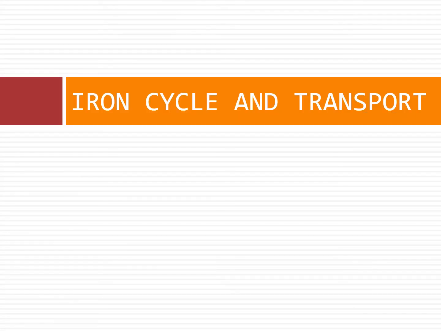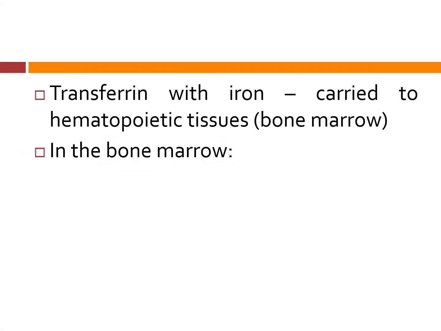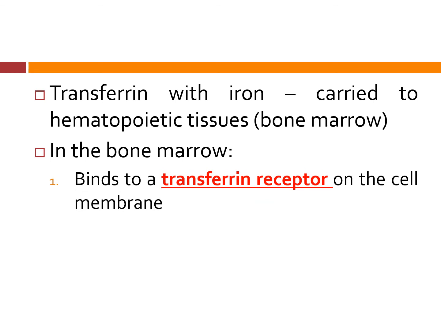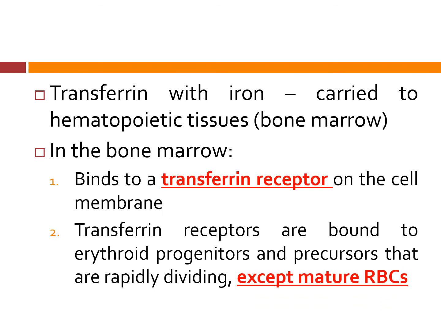So, iron cycle and transport. Now transferrin is with iron already. Usually transferrin carries the iron to your hematopoietic tissues, which is found in your bone marrow. In the bone marrow, your transferrin will bind to your transferrin receptor on the cell membrane, and the transferrin receptors are bound to erythroid progenitors and precursors that are rapidly dividing, except for our mature RBCs.